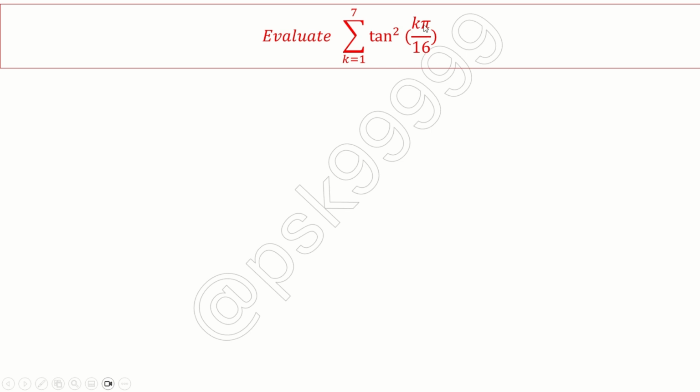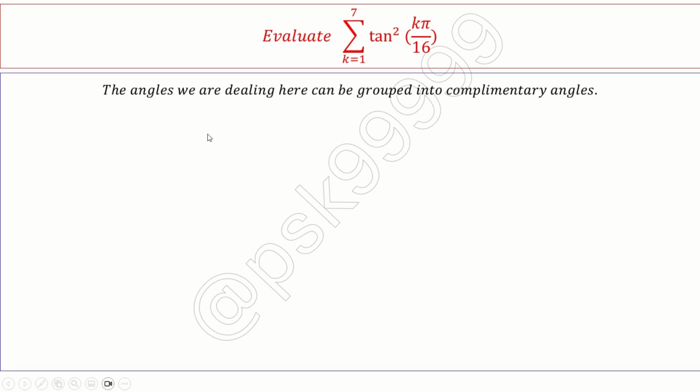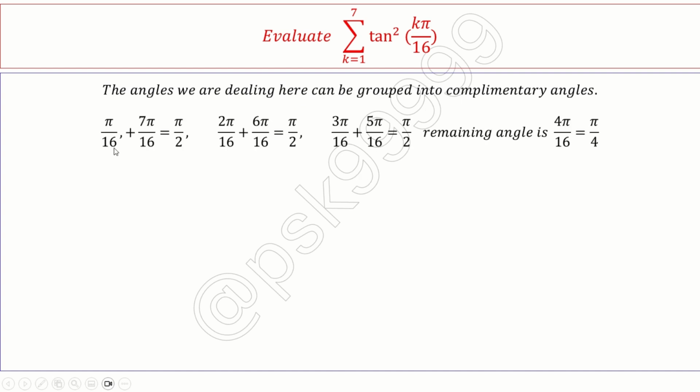Here, if you see, pi by 16 and 7 pi by 16 are complementary, right? The angles here can be grouped into complementary angles. Pi by 16 plus 7 pi by 16 is pi by 2. 2 pi by 16 plus 6 pi by 16 is pi by 2, and the remaining angle is 4 pi by 16, which is nothing but pi by 4. So you already have tan pi by 4, which is 1.